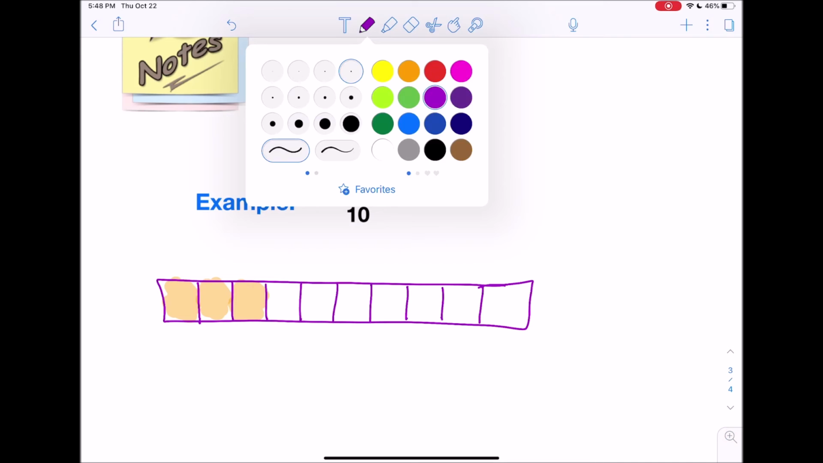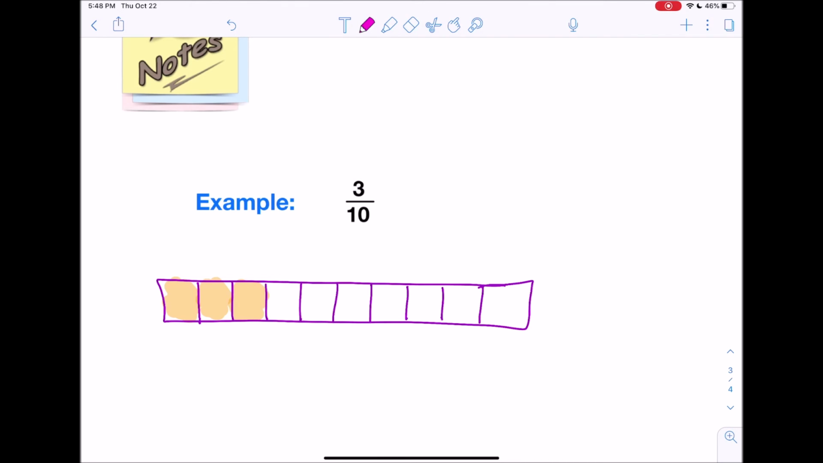Now, once I have my diagram, I know that if none of the boxes are colored in, that's 0%. I also know that if all of the squares are colored in, that would be 100%. So if I add all 10 squares together, it equals 100%. Then 100% divided by 10 different squares means that each square is worth 10%.